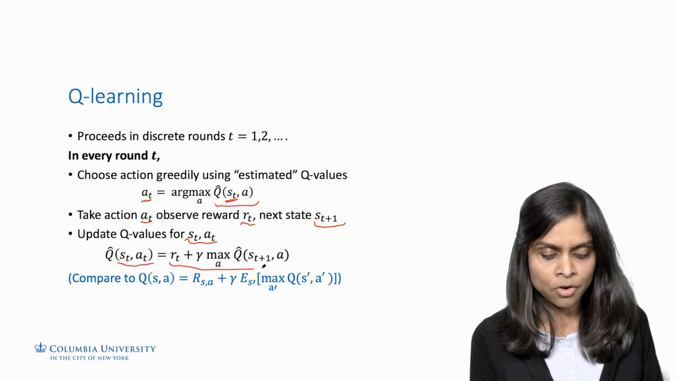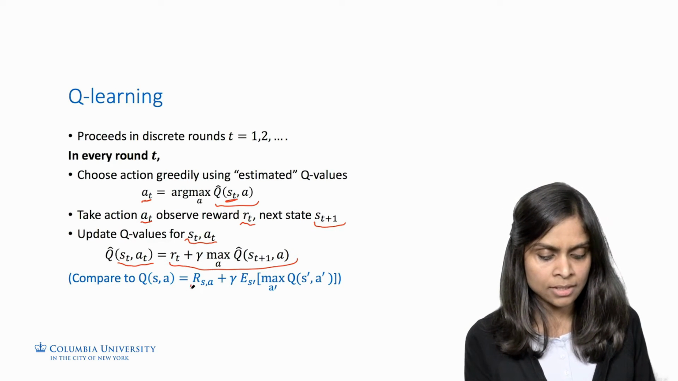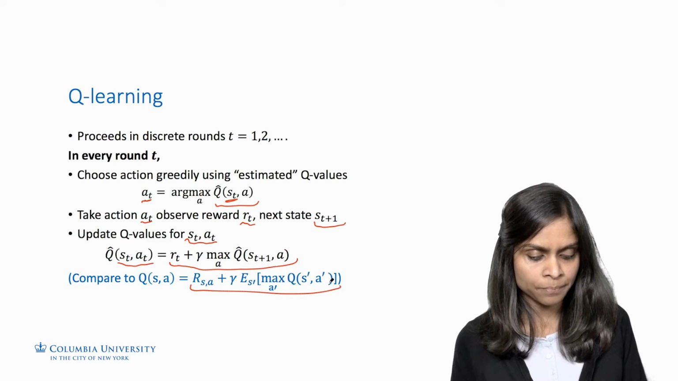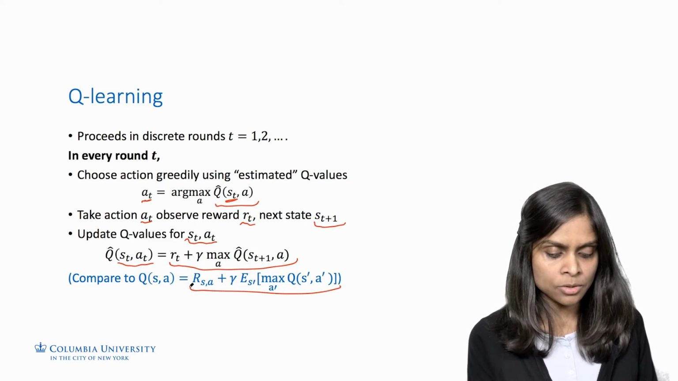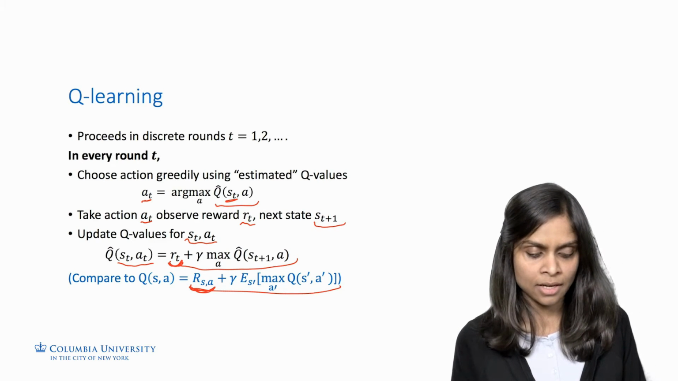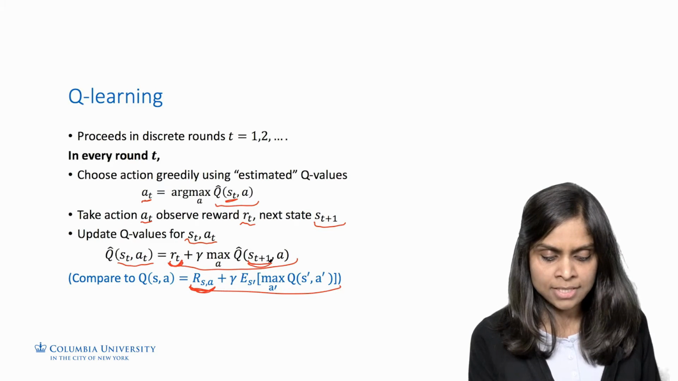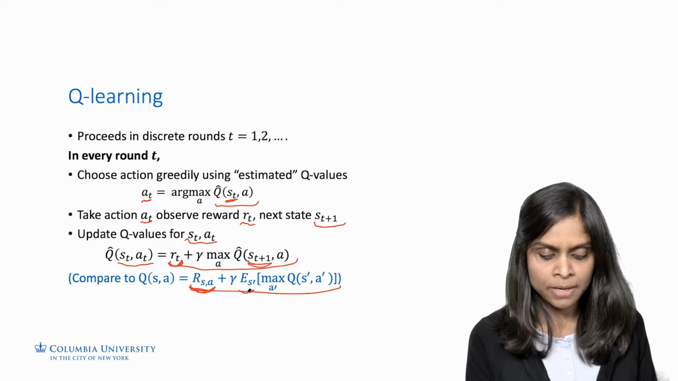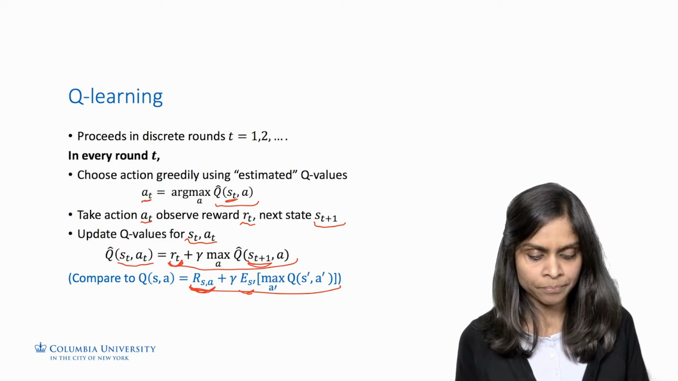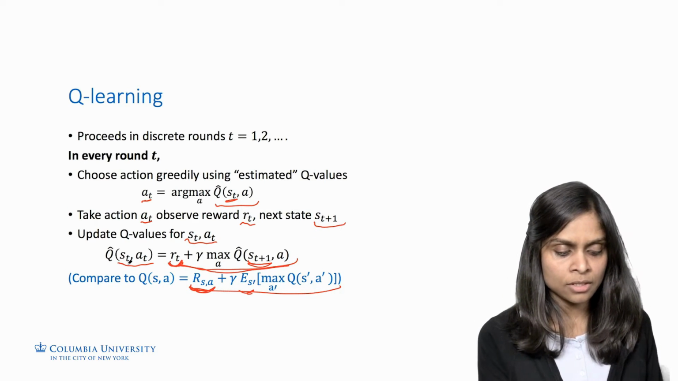It uses this formula to update the Q estimates, and to understand this formula, let's look at the real definition of Q values. What it's doing is using the observed reward as an estimate for the expected reward in this state and action. It's using the observed next state as an estimate for the expected next state in this expression, and uses this estimated expression to update the Q values.